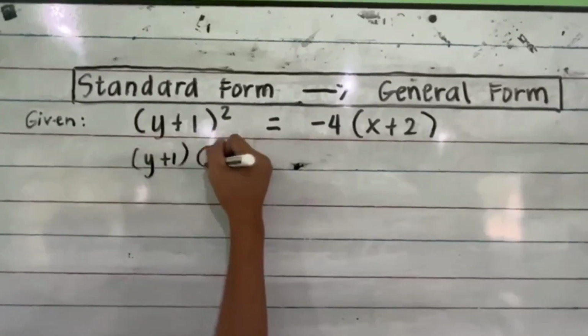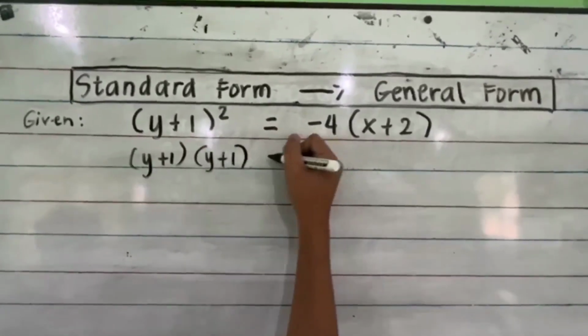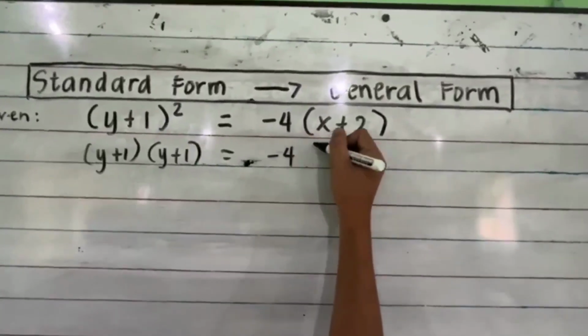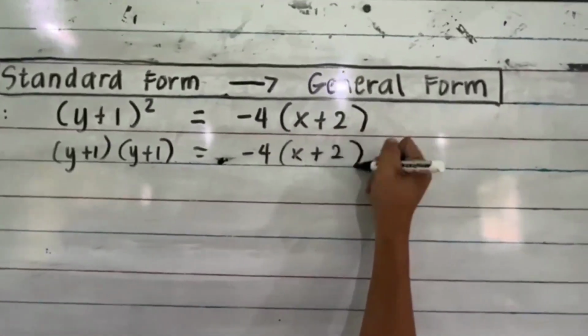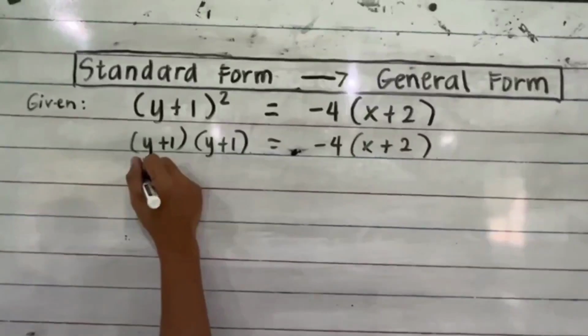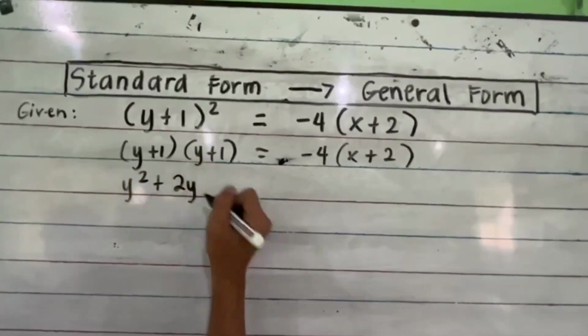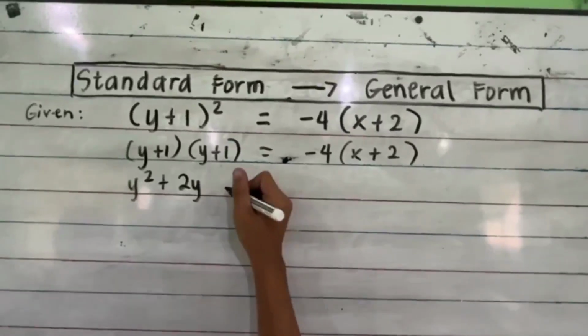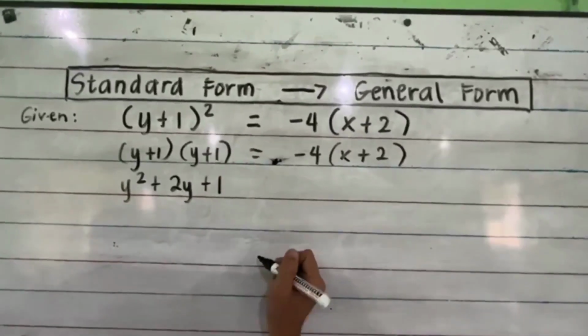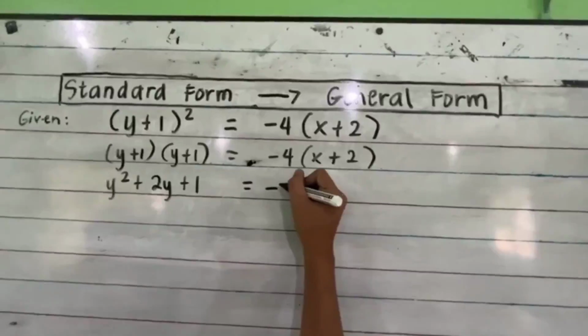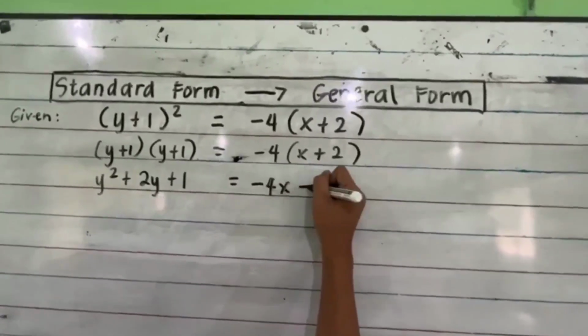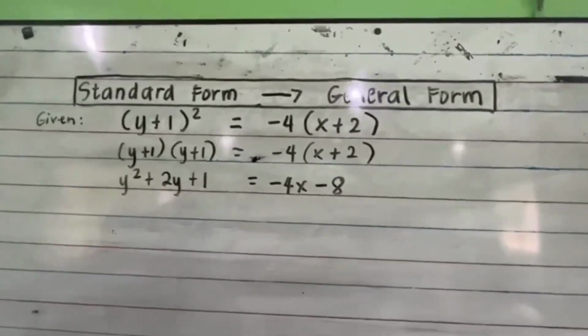Y plus 1 squared can be written as y plus 1 times y plus 1 equals -4 times x plus 2. Using the FOIL method, we get the answer of y squared plus 2y plus 1 equals -4x, -8.